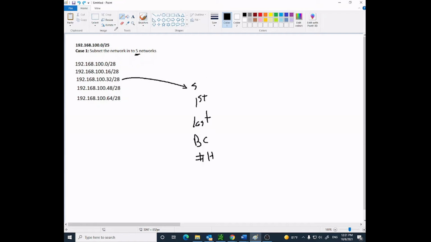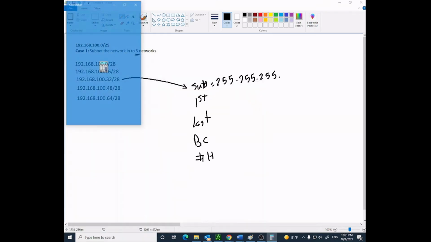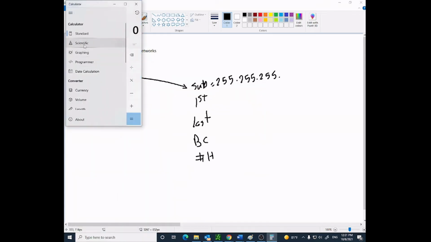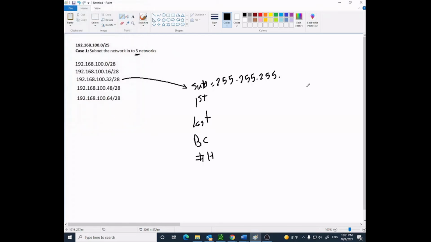What I'm going to be doing is just starting with the IP address itself. So this is the prefix 255.255.255. Since this is 28, that basically means I have 4 1s and 4 zeros. And I am a little bit lazy, so let's just use a calculator. I'm going to have to put it in programmer mode. So if I go binary, 1 1 1 1, and then 4 zeros, it's 240. So that will make it 240.